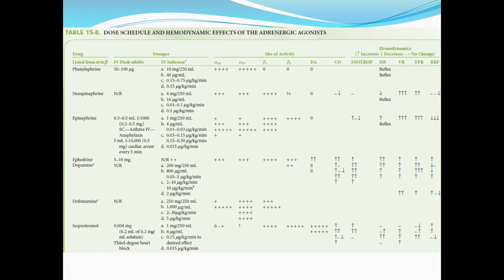Now, some dose schedules and the hemodynamic effects of the adrenergic agonists. So you can see norepinephrine can actually result in an increased venous return and total peripheral resistance, which would lead to decreased renal blood flow, a reflex decrease in the heart rate, and potentially a decrease in cardiac output from that decrease in heart rate.